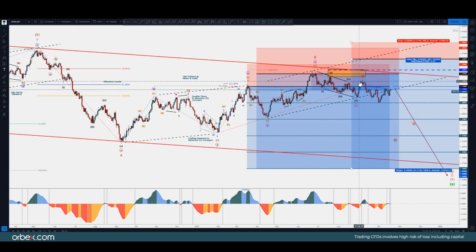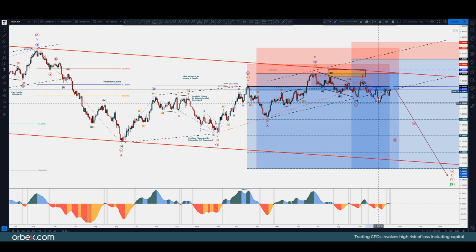Now, as for USD CAD, it has to do something right here. It is a decisive moment at these levels, so either it's gonna continue, right? Right here now, or it's gonna possibly make one more before the actual drop. So if that would be the case, right?